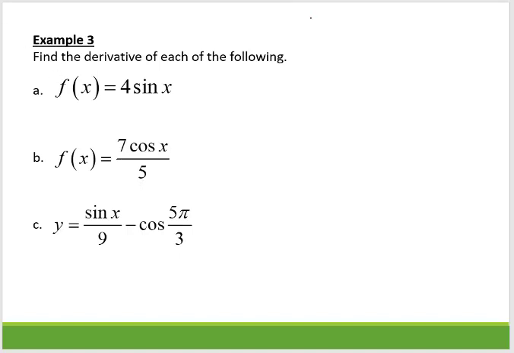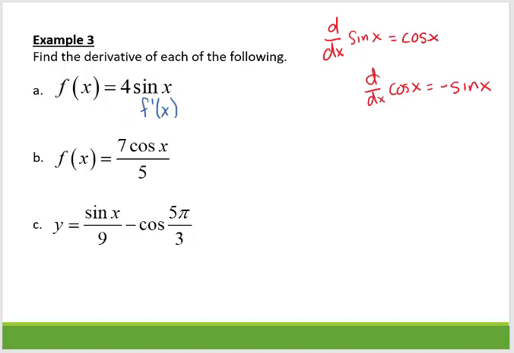Okay, so we learned on the last two slides that the derivative with respect to x of sine of x is cosine x. The derivative with respect to x of cosine x, hopefully you got negative sine x. And if you want me to go through that with you, I'm more than willing to do that, but that's what you should have gotten. Okay, the first one here. The derivative of sine is cosine. I could just take the 4, derivative of sine is cosine x, and we're done.